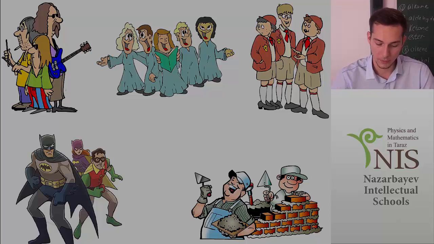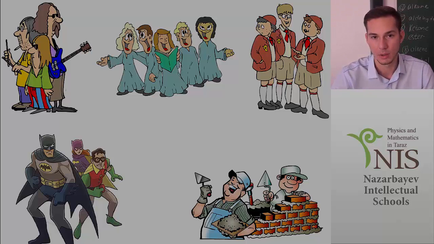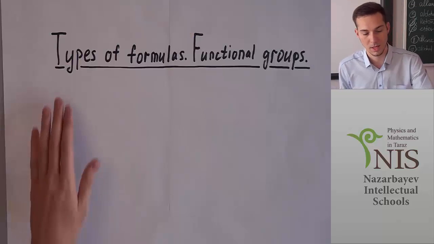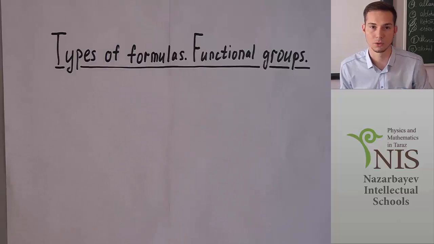Now, if we put this in chemistry, we may think about compounds which have the same chemical and physical properties, so we can put them in groups. And today we are going to discuss types of formulas and functional groups.